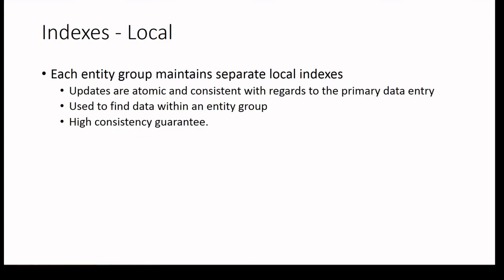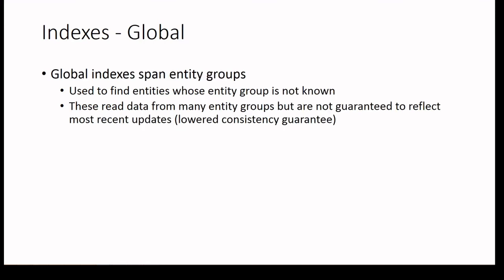In addition to that, they're also used to find data within an entity group. How are we finding this data? This data is always going to be local. That means it's always going to be a local read, which gives us the ACID transaction ability. That's what local indices do, they guarantee a local read. They also give us a high consistency guarantee. This is in contrast to global indices. Now, global indices span entire entity groups.